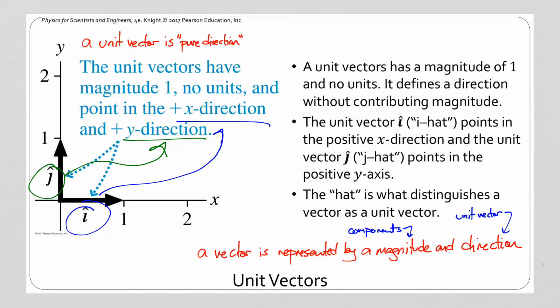Whenever you're dealing with a unit vector, the important thing to remember is that i hat always points in the positive x direction, and j hat always points in the positive y direction. They have a magnitude of 1, and to distinguish it as a unit vector, you have to have a hat associated with it.